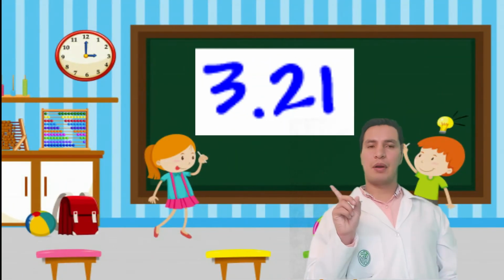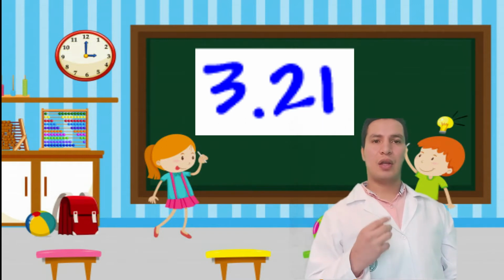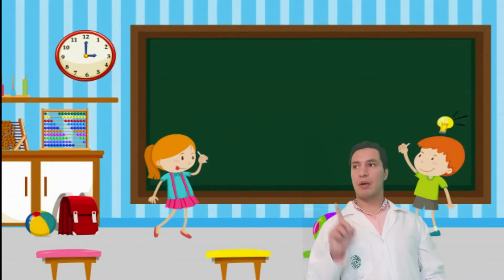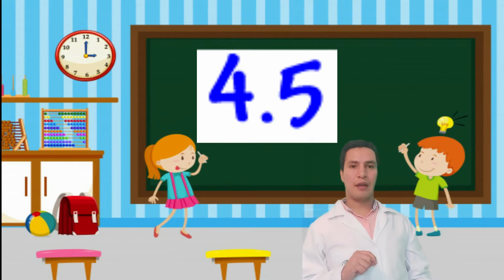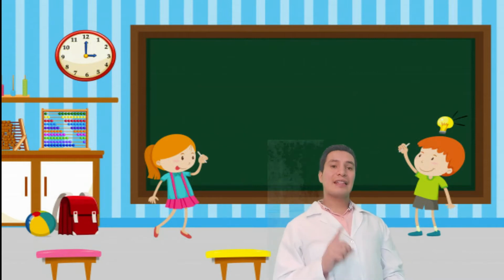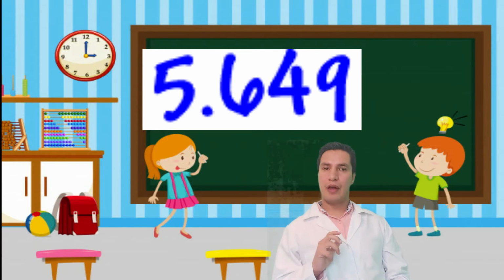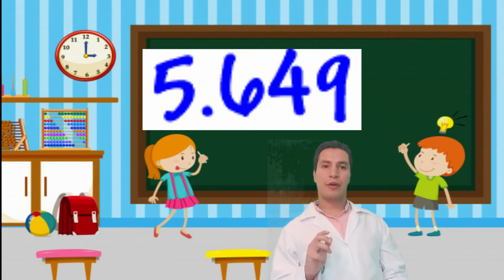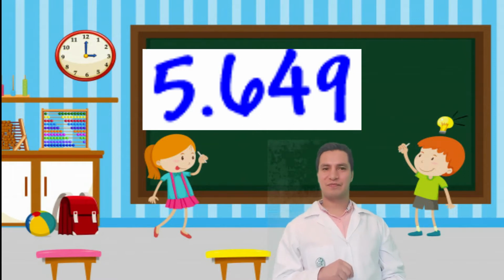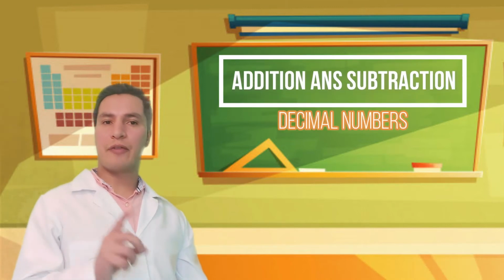If you have this number, you have to say 3 and 21 hundredths. If you have this number, you have to say 4 and 5 tenths. Last example, if you have this number, you have to say 5 and 649 thousandths. Easy, yes?